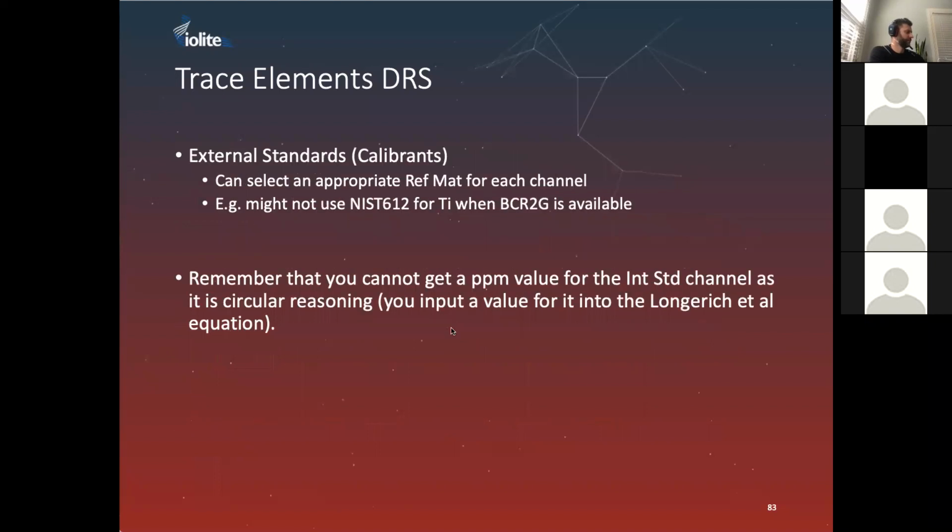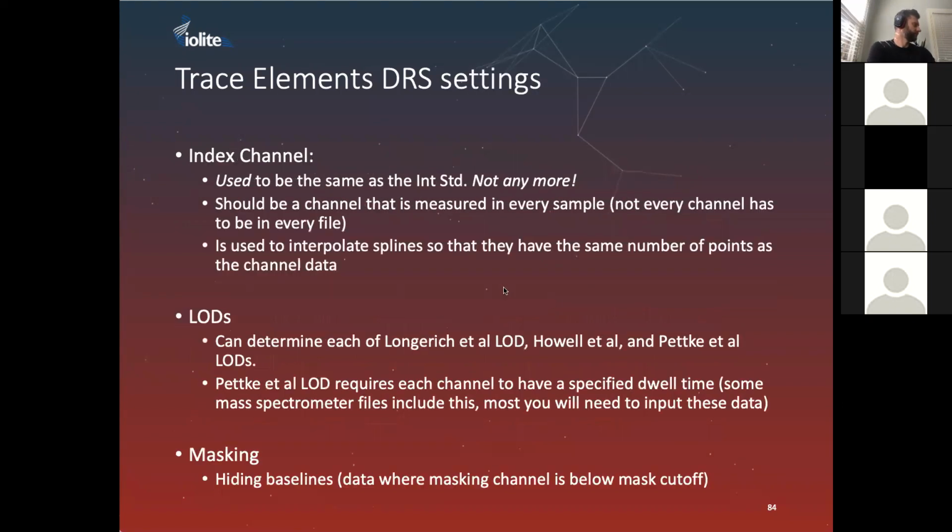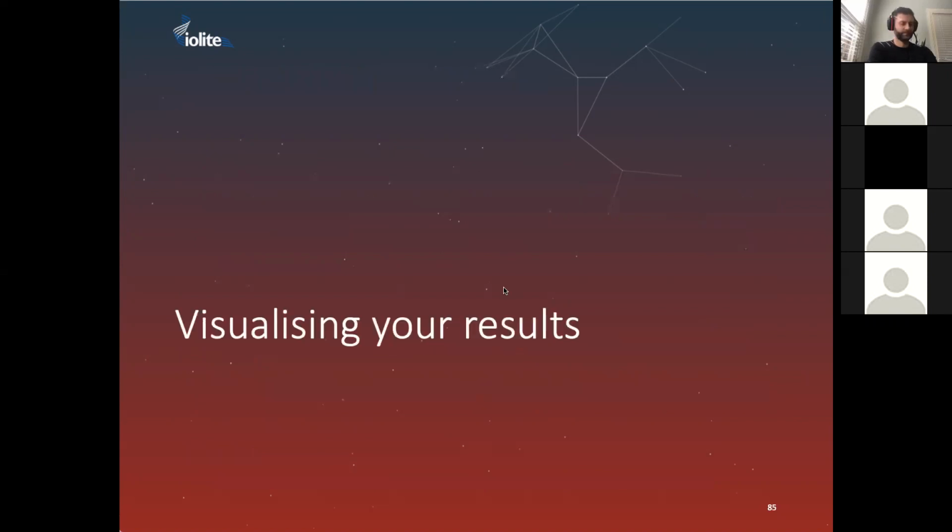Okay, we've done all that. Just a reminder that you can't get a ppm value for the internal standard channel because it's circular reasoning, because you're already inputting the concentration into that Longerich et al. equation. So iolite already knows the answer, so it won't actually report a ppm value for the internal standard channel. There's a little bit more information there about the index channel if you want to look into that.